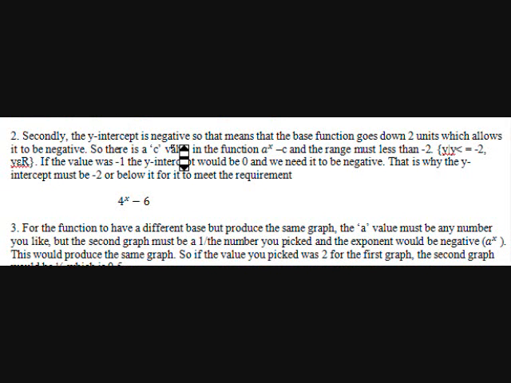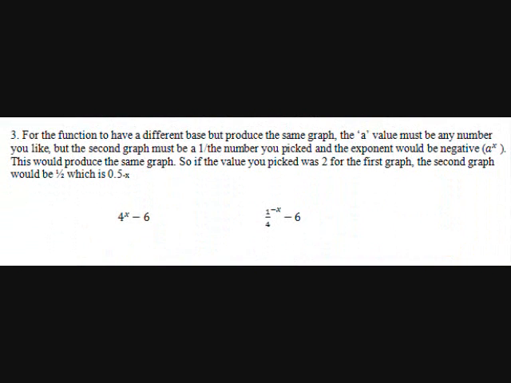Secondly, the y-intercept is negative, so that means that the base function goes down 2 units, which allows it to be negative. So there's a c value in the function a to the x minus c, and the c must be greater than 2. If the value was 1, the y-intercept would be 0, and we need it to be negative. That is why the y-intercept must be negative 2 or below for it to meet the requirements. So in that case, I chose negative 6, which also meets the criteria that the individual has provided. Moving on to step 3.